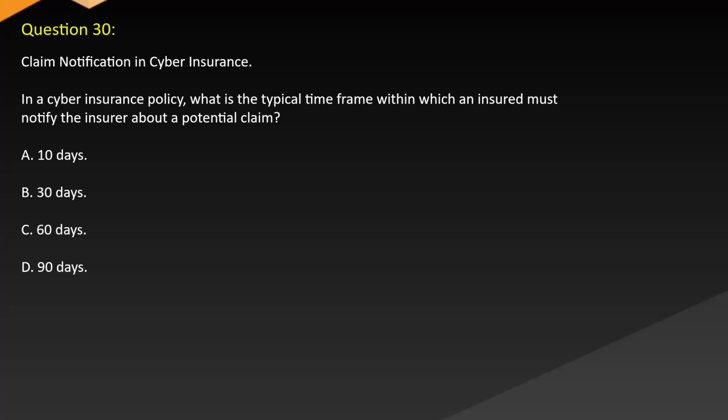Question 30. Claim notification in cyber insurance. In a cyber insurance policy, what is the typical time frame within which an insured must notify the insurer about a potential claim? A. 10 days. B. 30 days. C. 60 days. D. 90 days.